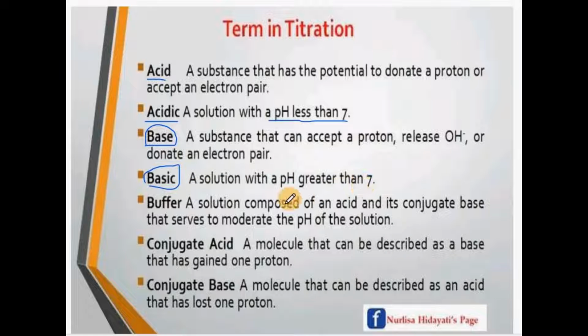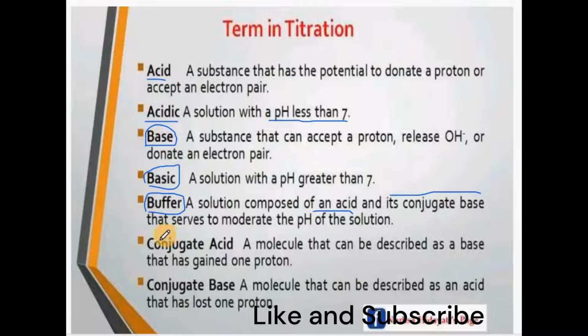And when we say a buffer, a buffer is just a solution that can resist a change in pH. Basically, it's composed of an acid and its conjugate base. When we say a conjugate base, whenever an acid loses a proton to an environment, the resulting ionic acid is called a conjugate base. That conjugate base creates a moderate pH that resists change in pH of the solution. So if a solution can resist a small change in pH, that solution is what we call a buffer.